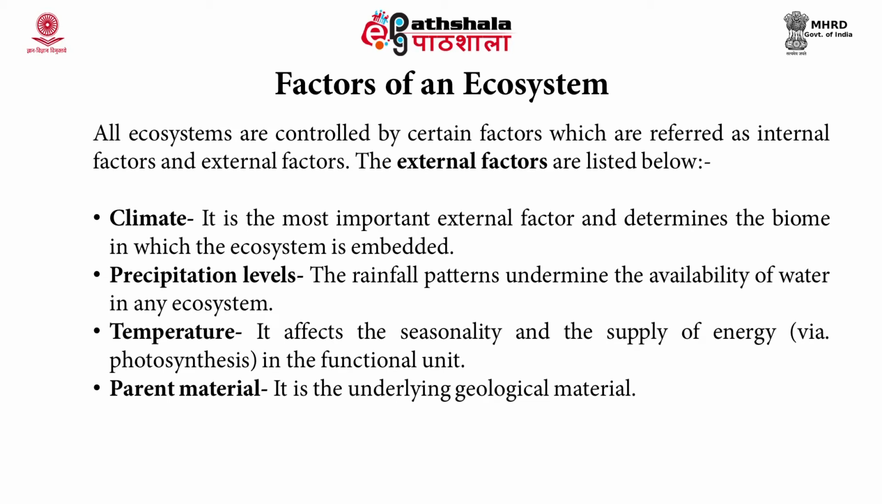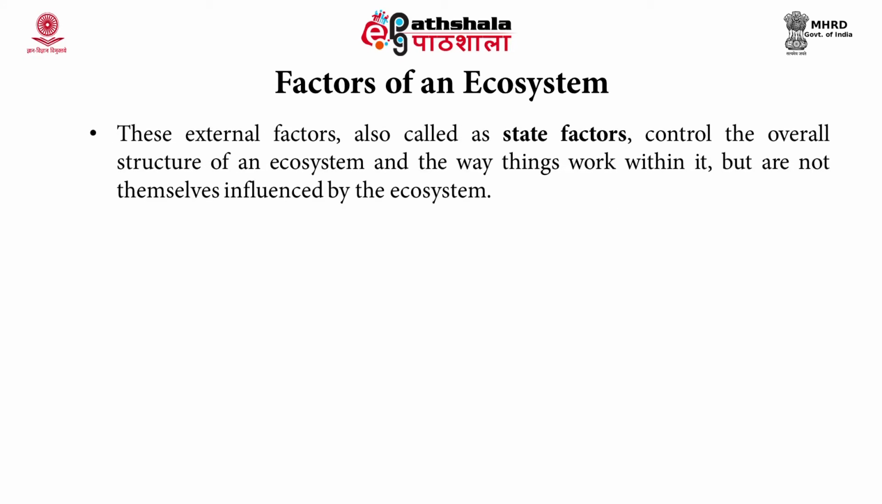Parent material. It is the underlying geological material that gives rise to the type of soil in an ecosystem and influences the nature of the soil present along with its nutrient and mineral contents. Topography. It controls ecosystem processes by affecting things like microclimates, soil development and movement of water through the system. It has a major role in the formation of habitat in an ecosystem. The external factors, also called state factors, control the overall structure of an ecosystem and the way things work within it, but are not themselves influenced by the ecosystem.